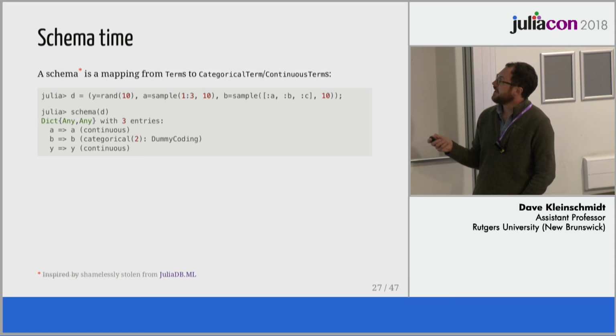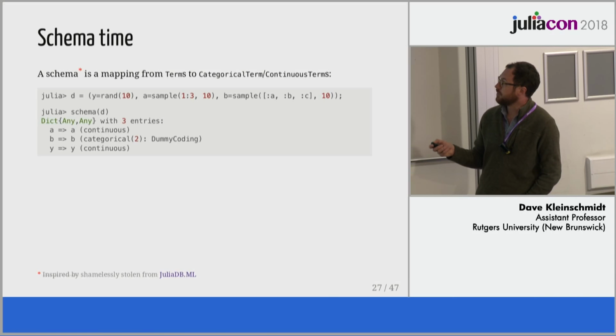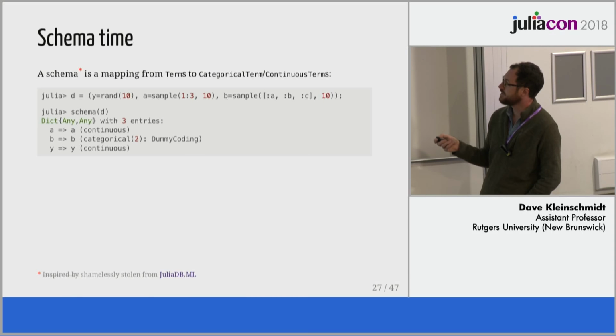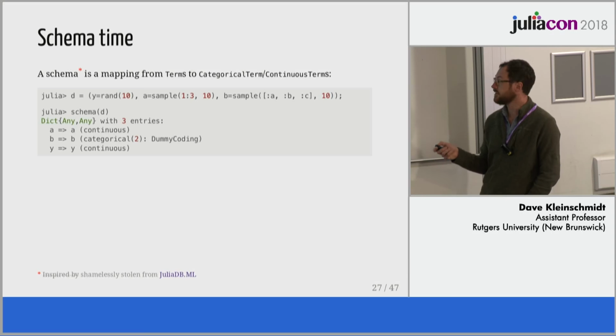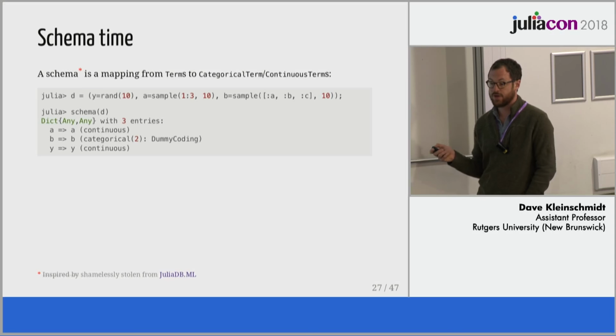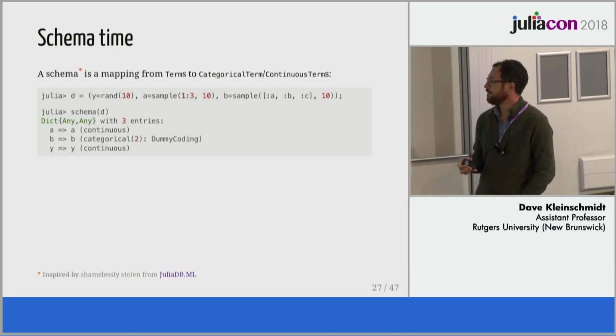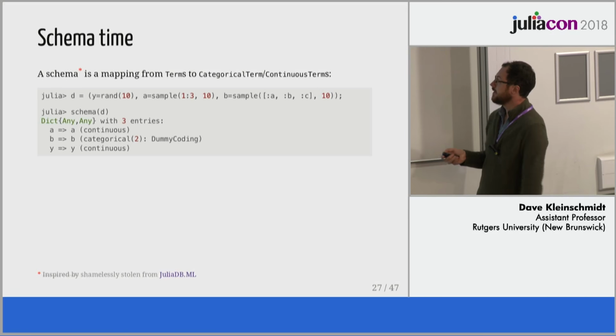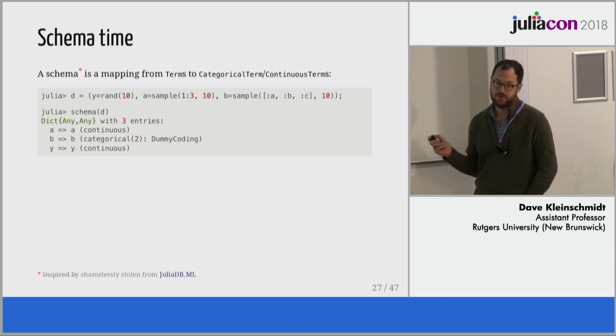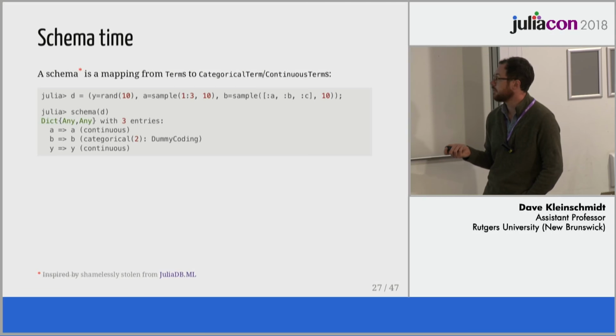So you can see that if I have data in the form of a named tuple of columns, right? Y is just 10 random floats. A is sampled from the range of integers 1 to 3. B is some symbols, and I call schema on that. Then I will get a term. This is a pretty printed term that maps to a continuous term. B is a categorical that is going to generate 2 columns in the result that defaults to dummy coding. So that's like one-hot coding, but you drop the first level, which is standard in regression modeling, because you standardly include an intercept term. And y maps to a continuous variable.